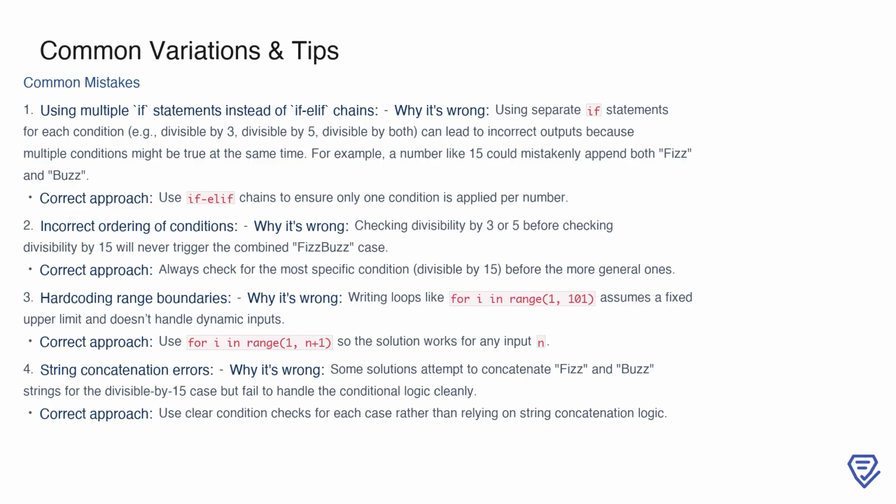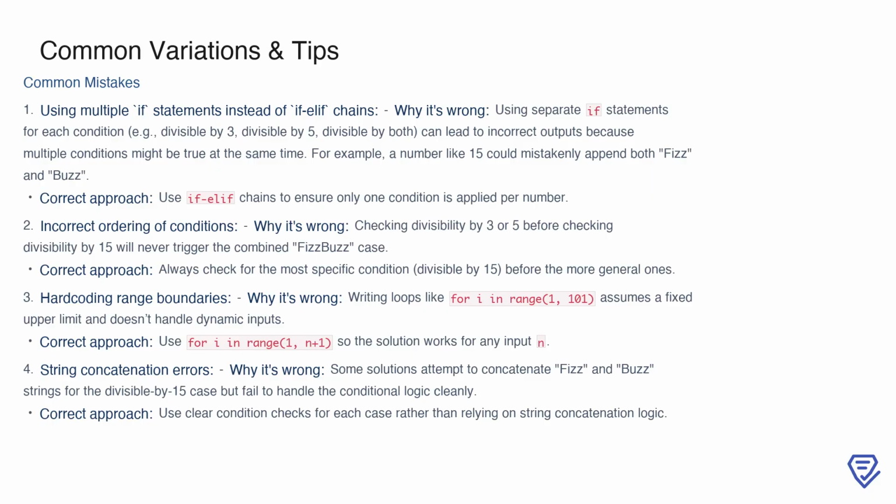Another common mistake is the incorrect ordering of conditions. If you check for divisibility by 3 or 5 before checking for divisibility by 15, the combined FizzBuzz case will never run, as the earlier conditions will already capture those numbers. The solution is to always prioritize the most specific condition, like divisibility by 15, before checking the more general ones.